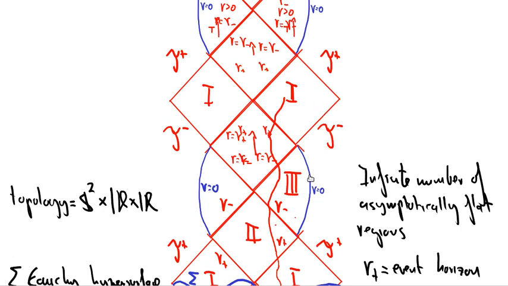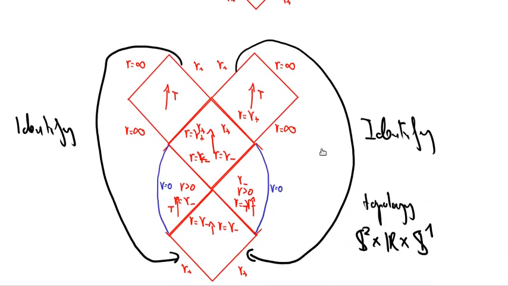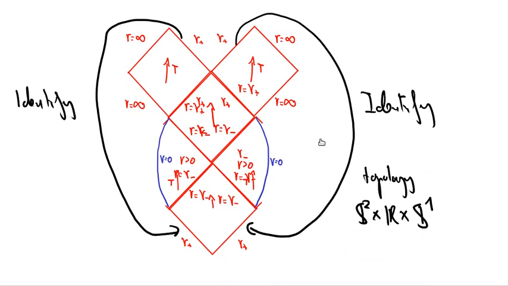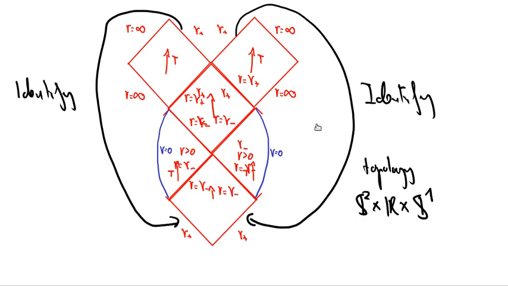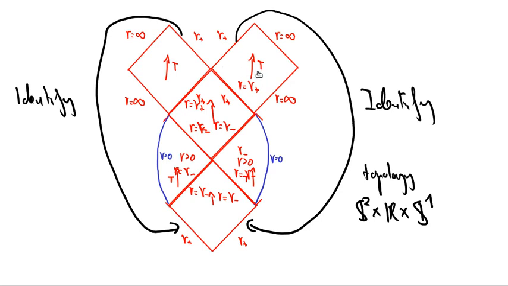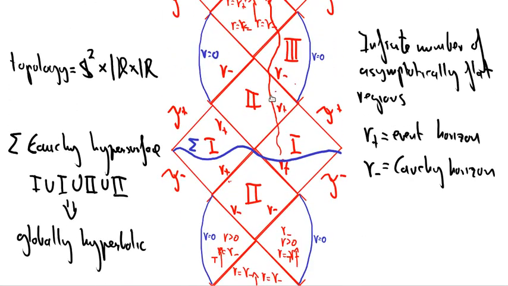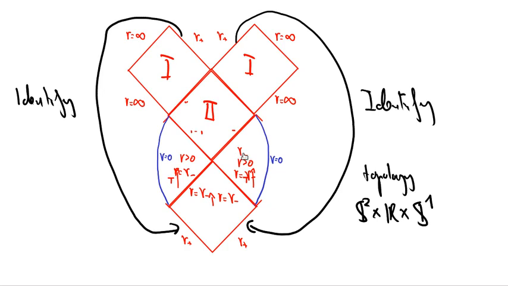Okay, and if we just look at the other diagram, which we obtain by doing the identification, in this case, this is region 1, this is region 1, this is region 2, and let us just call the region which contains the singularity region 3. Okay, so this is region 3.